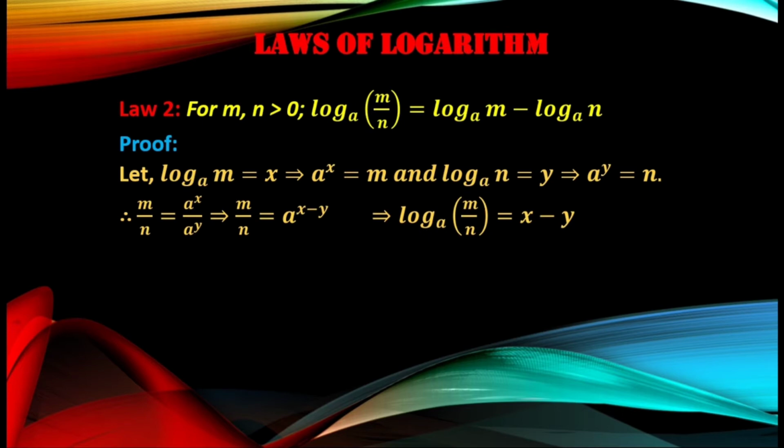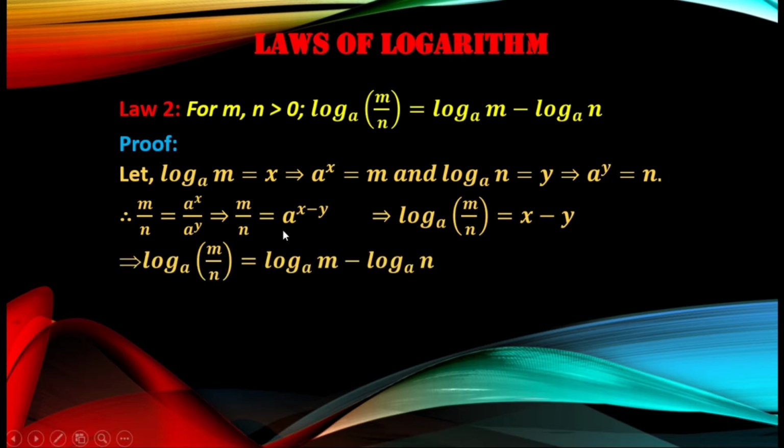Similarly, if we divide m by n, we will get a to the power of x divided by a to the power of y. As I have discussed in my previous lecture, when two numbers with equal bases are divided, their indexes are subtracted. So m divided by n is nothing but a to the power x minus y. So log of m divided by n to the base a equals x minus y.